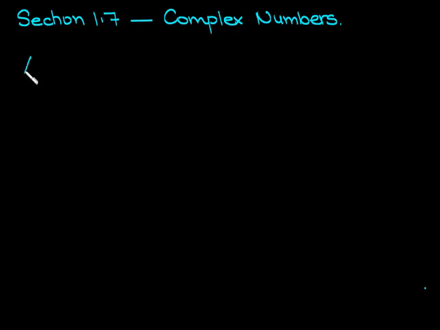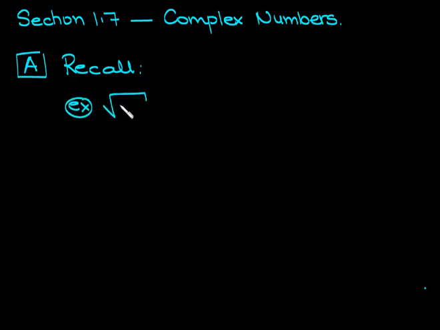If you recall, when we did the section on radicals, we did problems like this. We were given something like the square root of, let's say, 144, and we wanted to find that. What were we looking for? We were looking for some number whose square, since we're talking about a square root, is equal to 144. In this case, we know that 12 squared is 144, so the answer was 12.